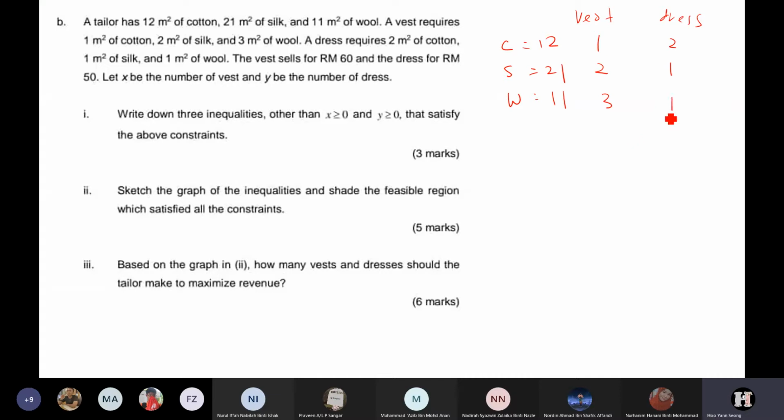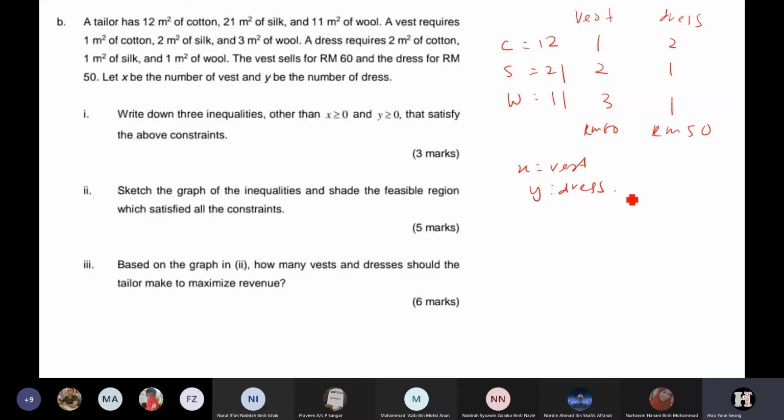The vest sells for 60 RM, and the dress is 50. This question already specifies here: let X be the number of vests, and Y be the number of dresses.